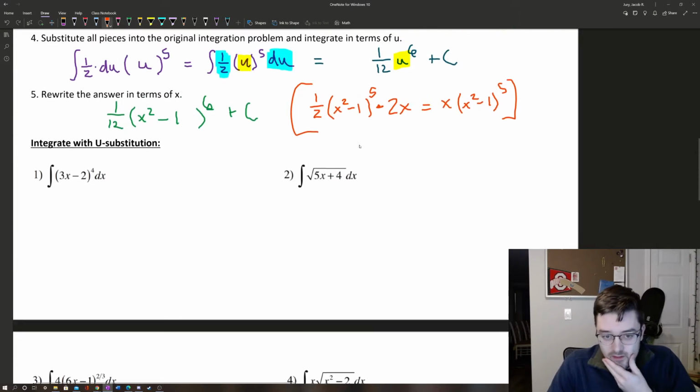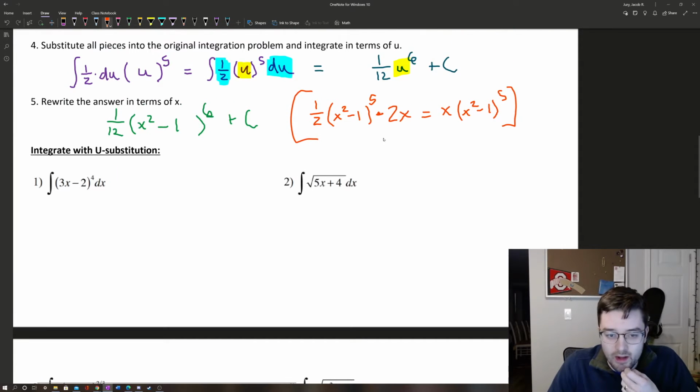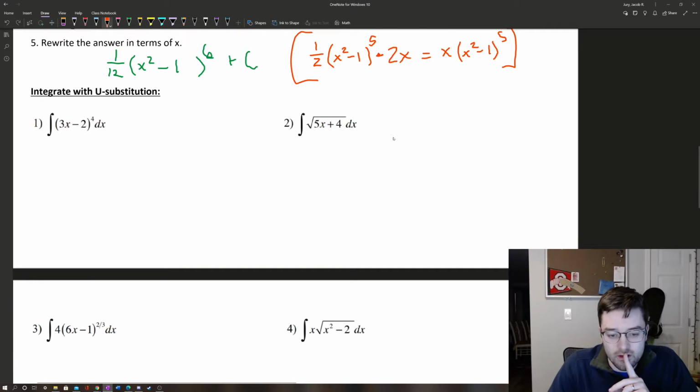So I'm actually going to choose a couple here. I'm gonna leave some of these for you to try, but let's do number 1 together. So I'm gonna zoom in.